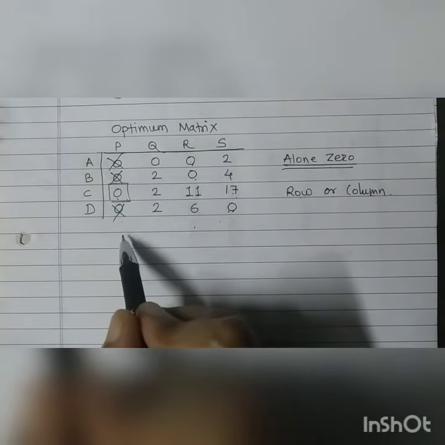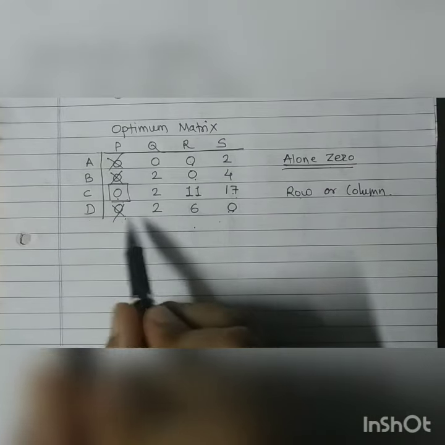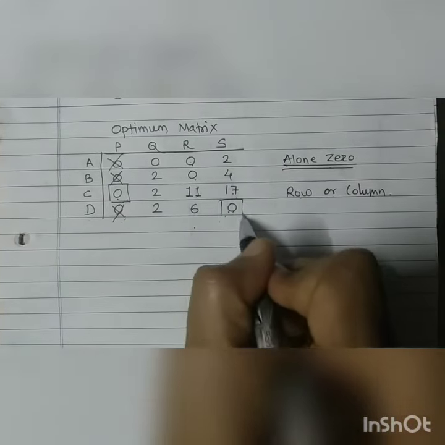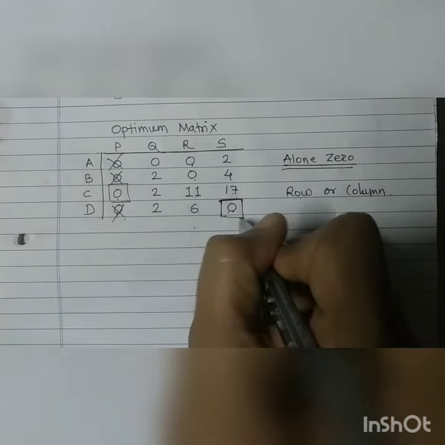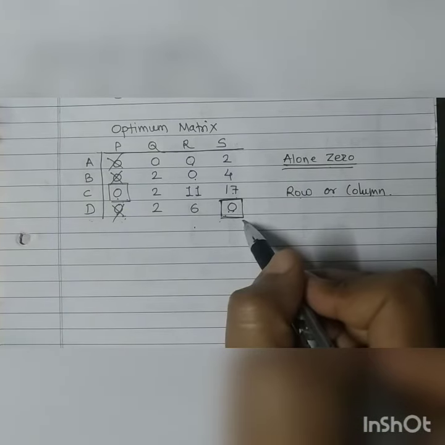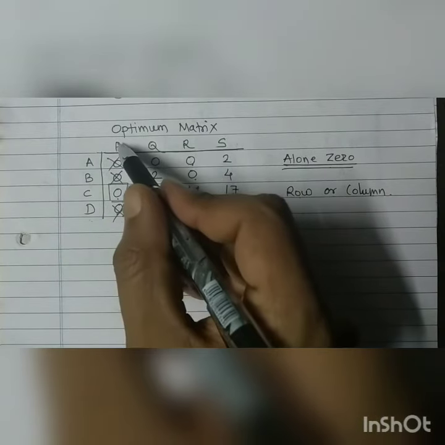After that, my search is going on. I will go for the fourth row. In the fourth row, now this is deleted permanently. That's why this 0 is alone. So I will capture this 0. Once I capture this 0, along the row already deleted, along the column there are no zeros. Okay. So I will go again by searching the columns.